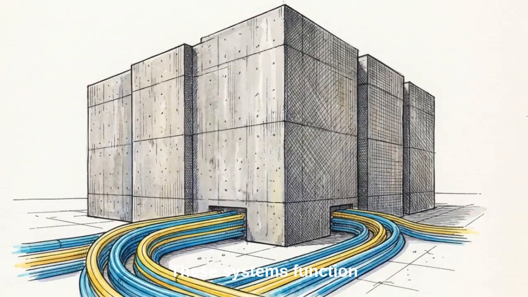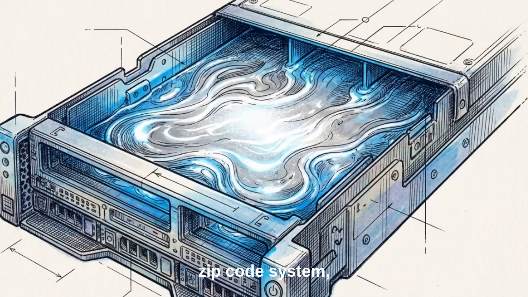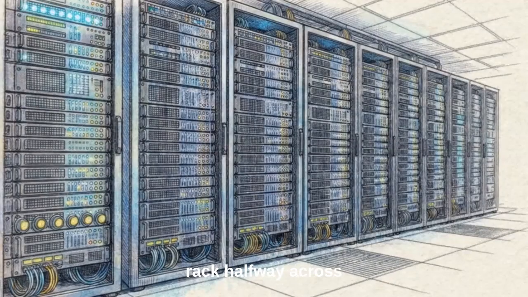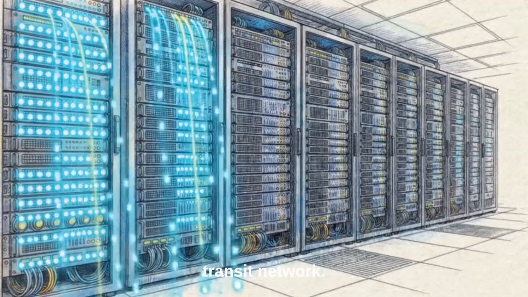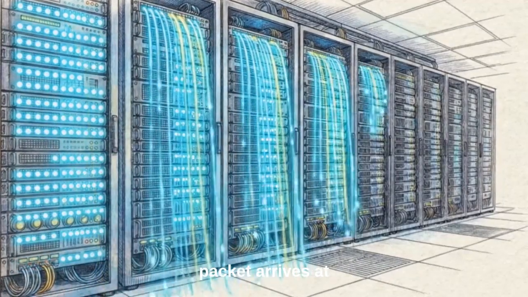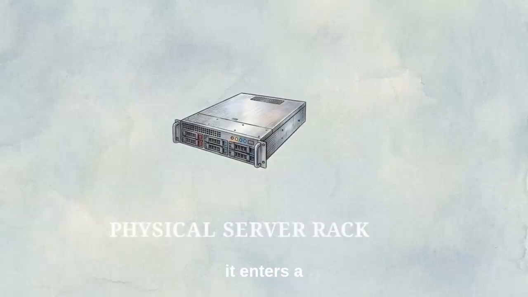When the data packet arrives at the destination data center, it enters a shared resource pool rather than a dedicated physical server. This is the literal definition of the cloud, a shared pool of configurable computing resources that can be rapidly provisioned. Resource pooling is made possible by the Type 1 hypervisor.